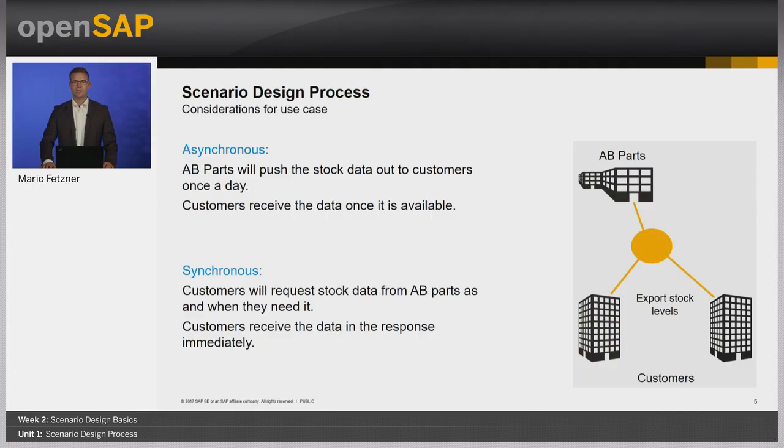For this week's scenario, in an asynchronous step, the stock data is pushed out to the customers by AB Parts. In a synchronous scenario, the customers of AB Parts would make a request to pull the information from the database at AB Parts when they need the information. This type of decision depends on the exact requirements of AB Parts and their customers. In the first scenario of this course, we will use an asynchronous step. AB Parts will push the database results to the customers once a day.